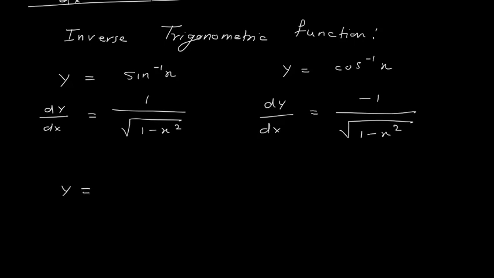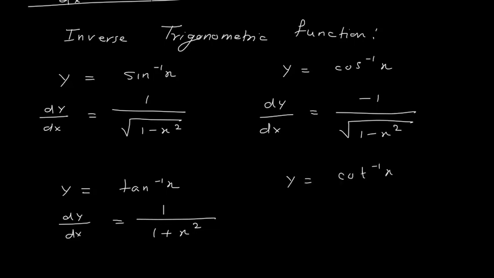Similarly, when y is equal to tan inverse x, I have dy upon dx is 1 upon 1 plus x square. When y is equal to cot inverse x, then its derivative dy upon dx is minus 1 upon 1 plus x square.